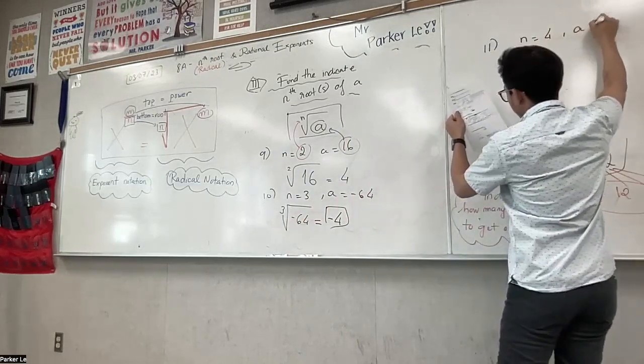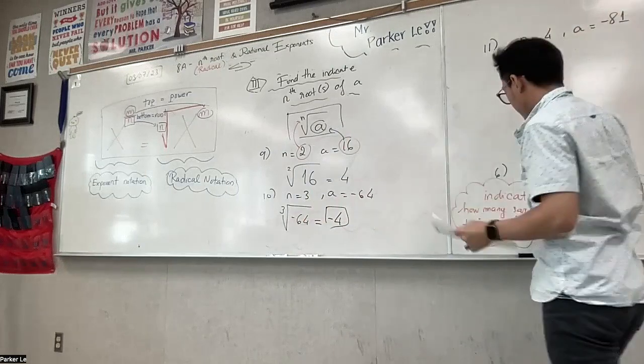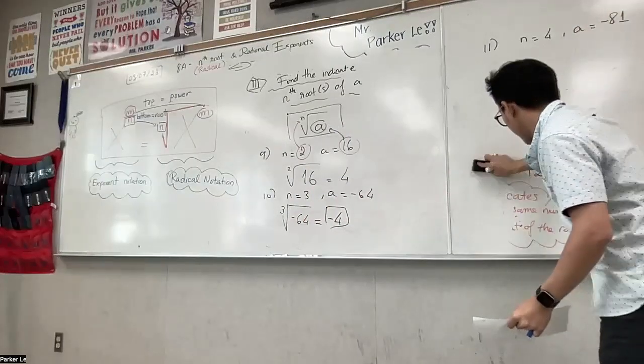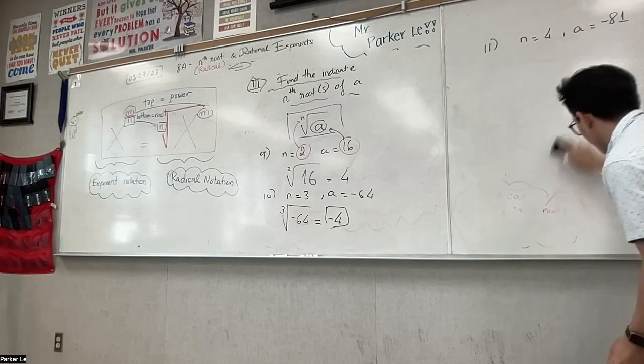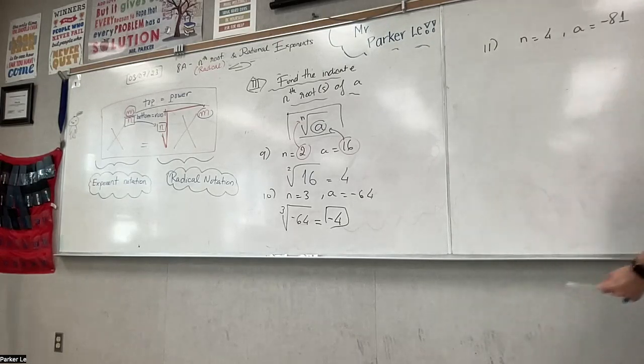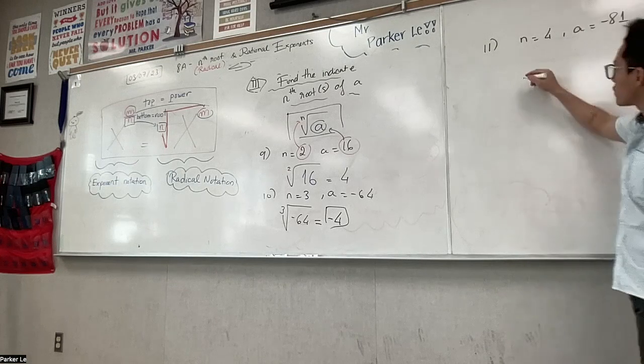n is 4 and a is negative 81. So this one is a little bit tricky. Let's see if any of you can find this. You want to think about it or I'm going to call on someone? All right, let's do it together.